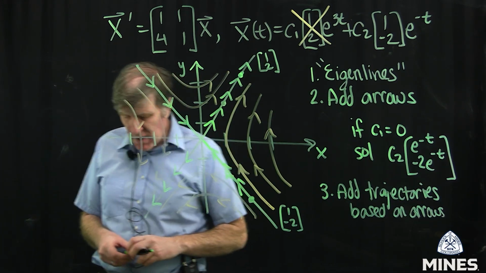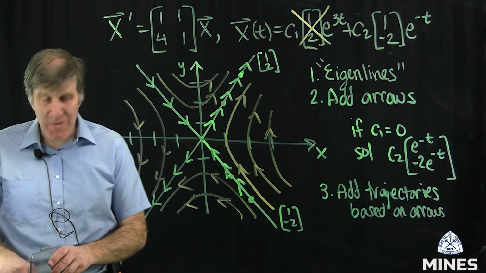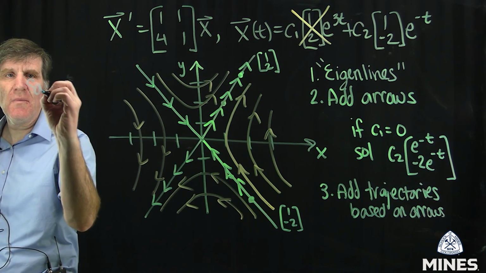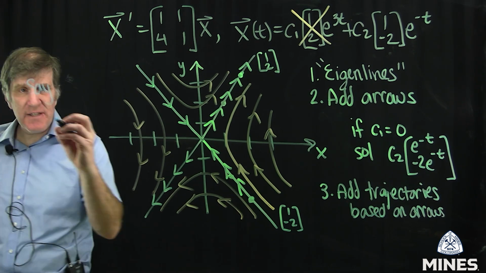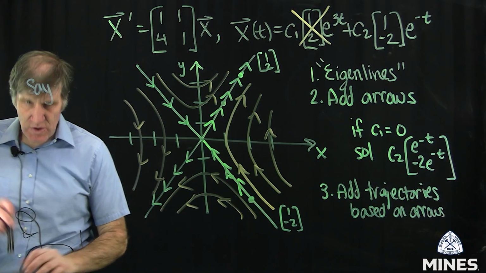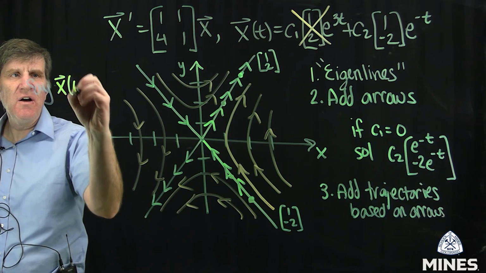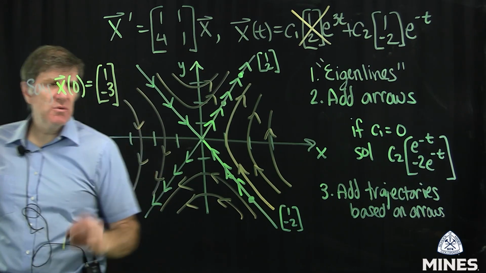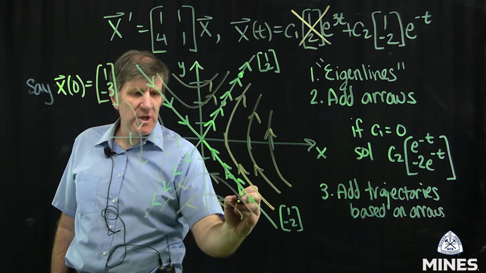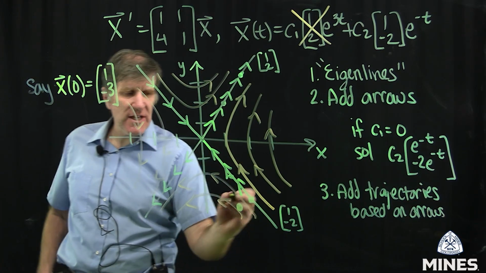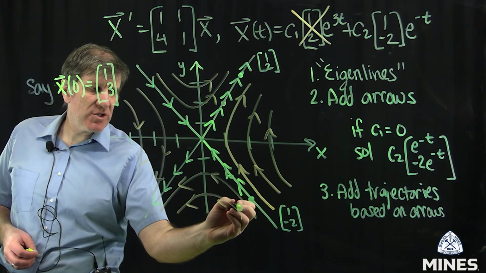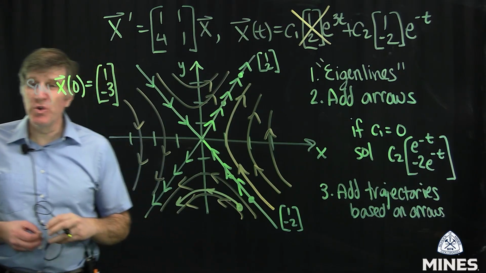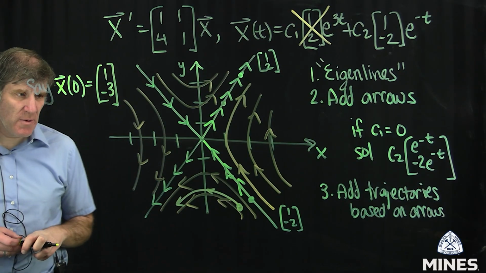I just want to say something about reading the phase portrait. How are we going to make sense of the phase portrait? Let's say that x of 0 is 1 comma minus 3. 1 comma minus 3 puts us like down here. If that's my initial condition, my trajectory is going to go like this. That gives me an idea of what the solution would look like if I started at 1 comma minus 3.